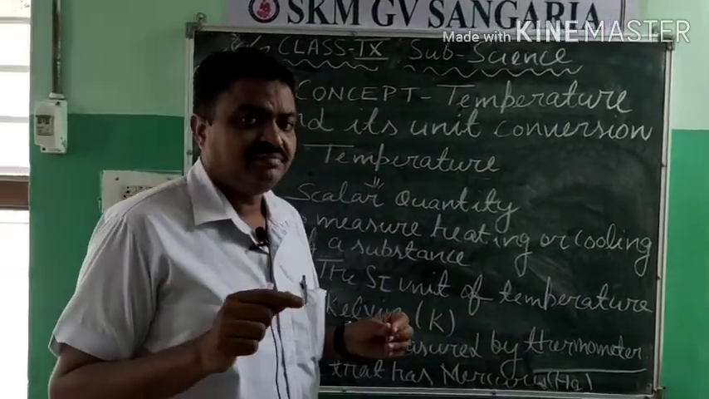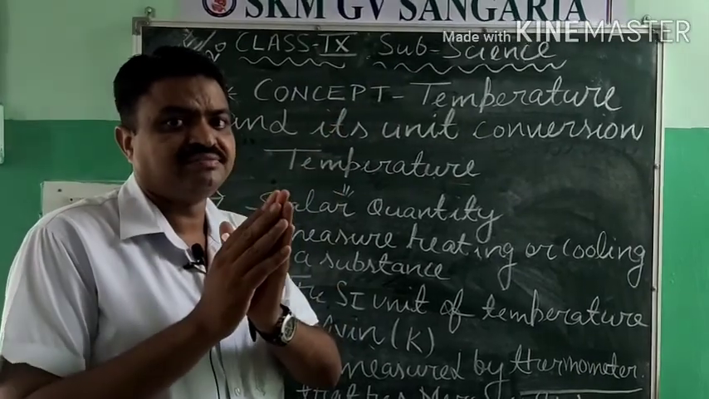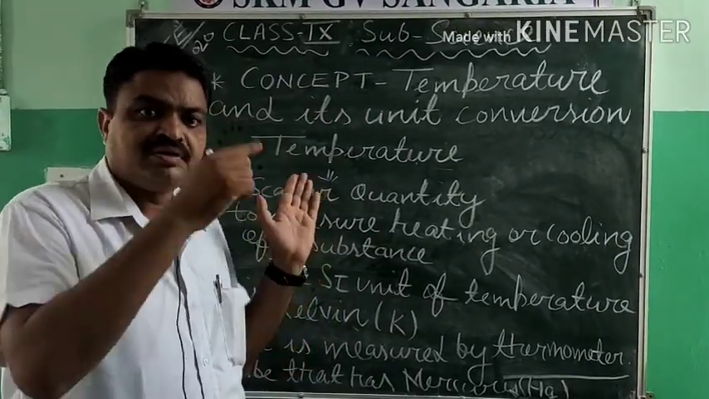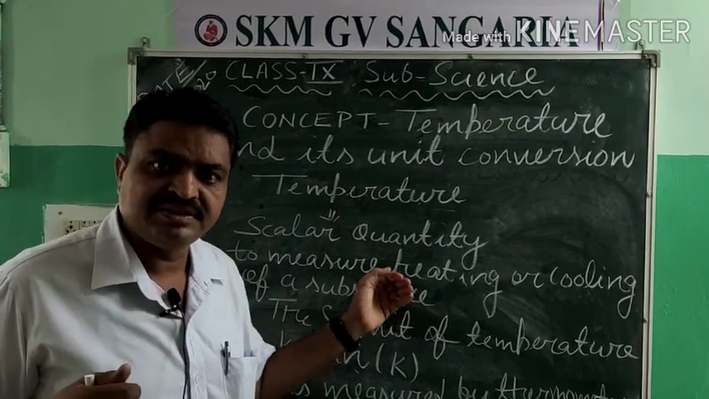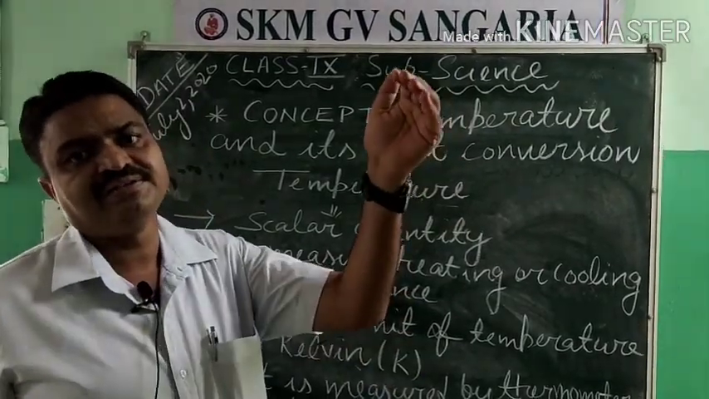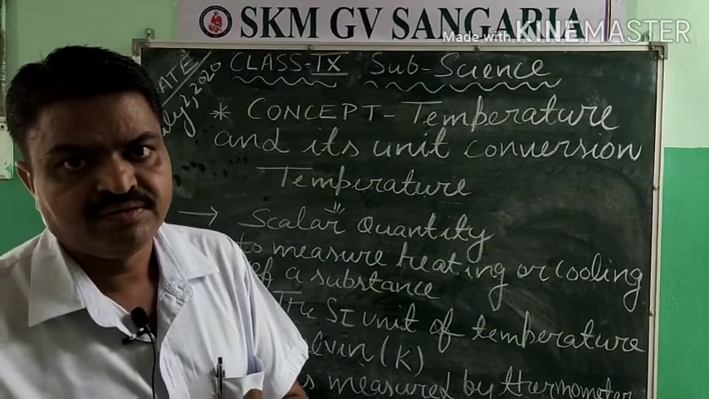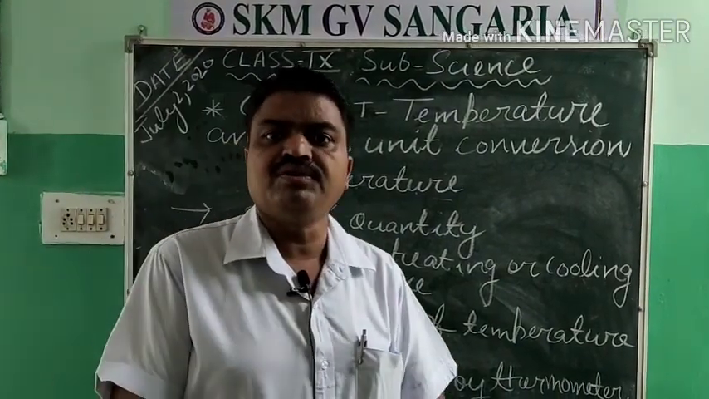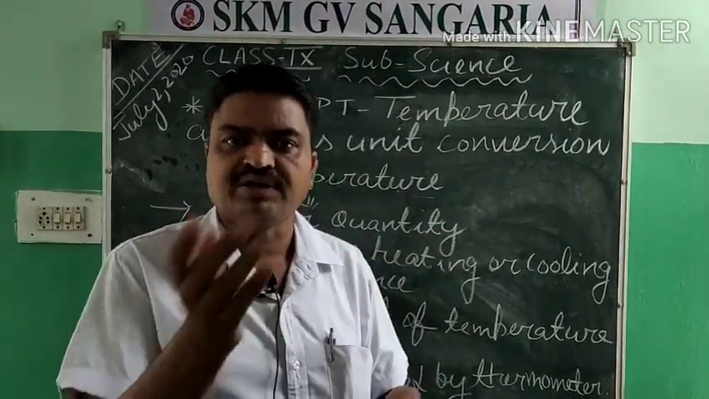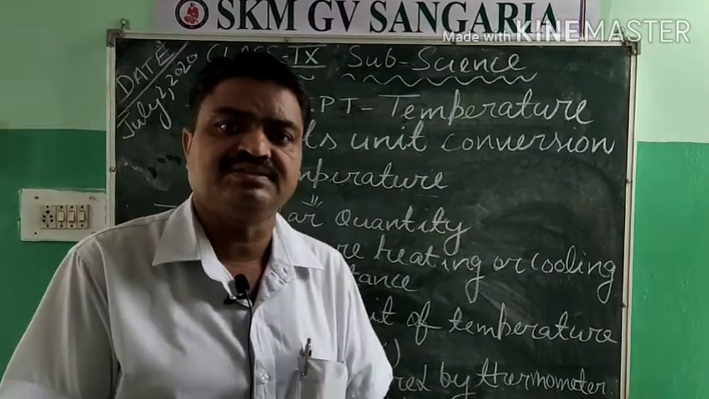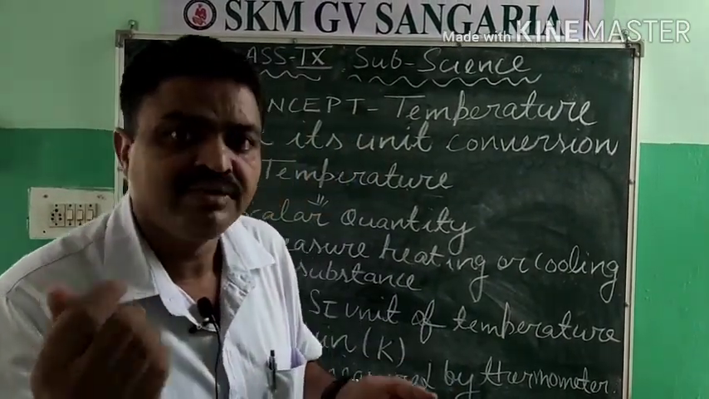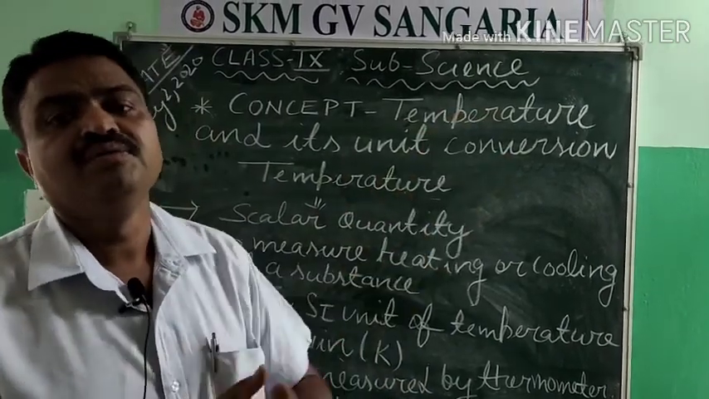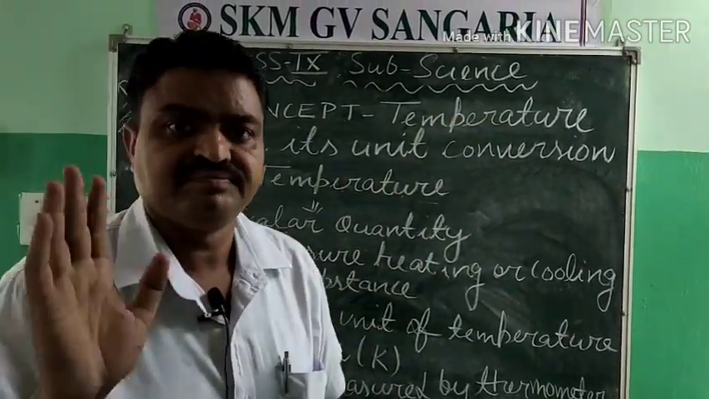Now there are generally two units of temperature that we use in our daily life. First is Kelvin and second is degrees Celsius. So the conversion of the unit from degrees Celsius to Kelvin and Kelvin to degrees Celsius is in your syllabus. So now we will discuss the conversion of the unit.